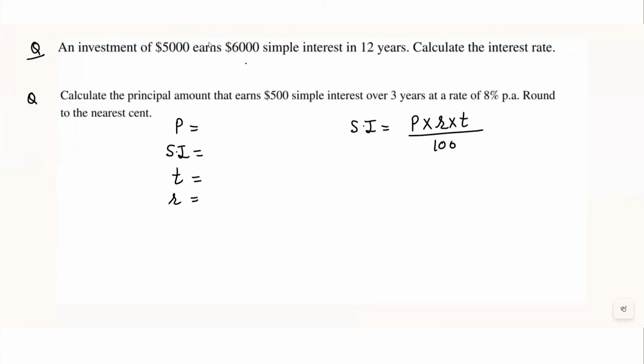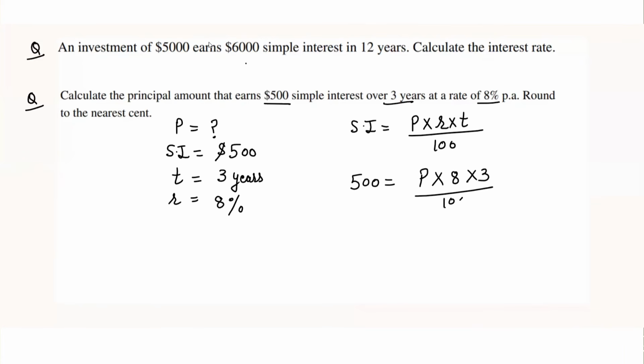Now in the next question, it's written calculate the principal amount. We have to find out the value for principal. The simple interest is already given, which is $500 over 3 years. Time is already given, 3 years. And rate is given, which is 8%. So we will substitute the values here. Simple interest is 500. P we don't know. We write here P into 8 into 3 over 100. So we'll take this 100 to this side.